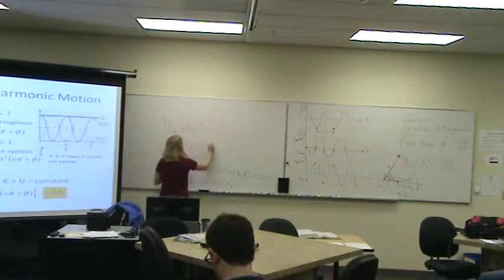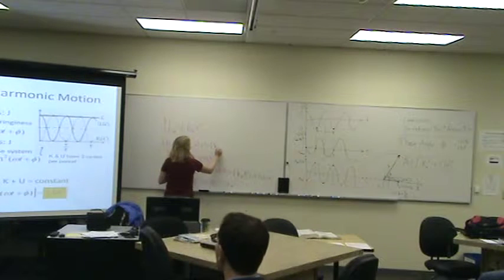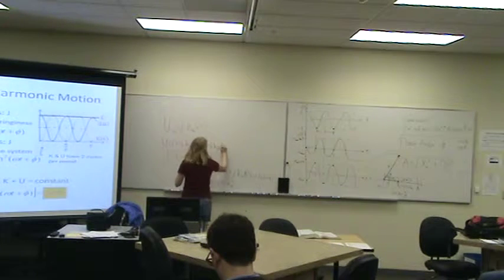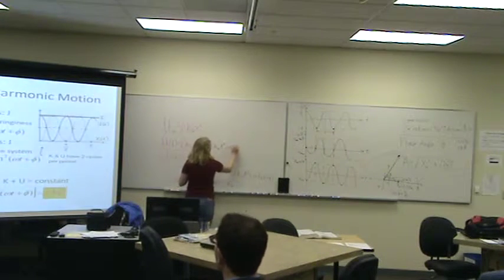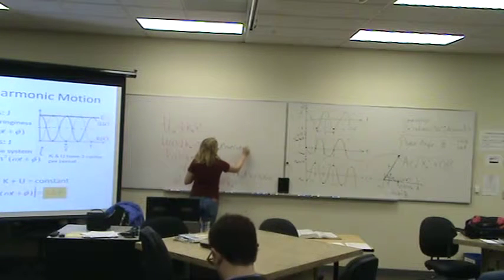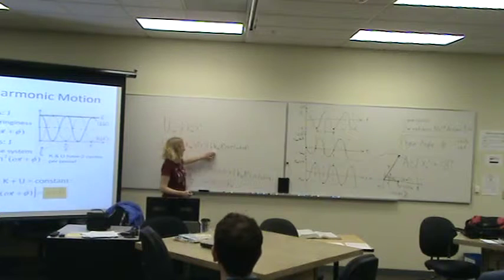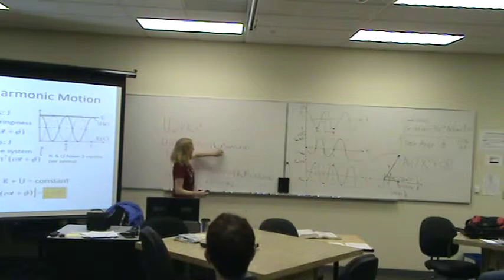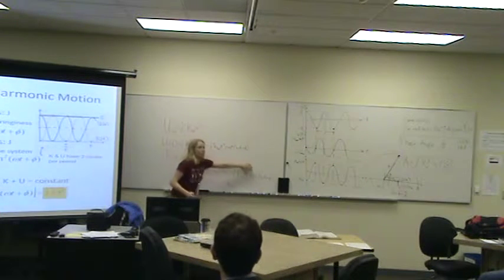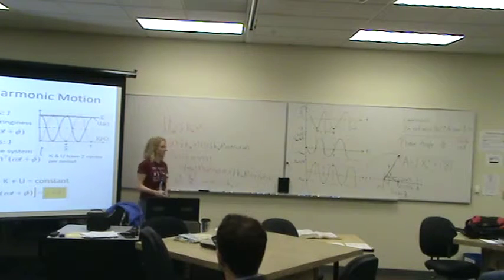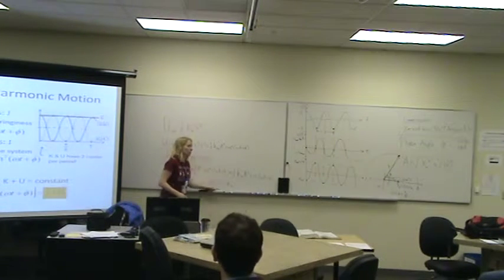This was 1/2 k spring a squared cosine squared. Now they're looking a lot more similar: 1/2 k spring a squared cosine squared, and 1/2 k spring a squared sine squared. That's the only difference. One's cosine squared, one's sine squared.